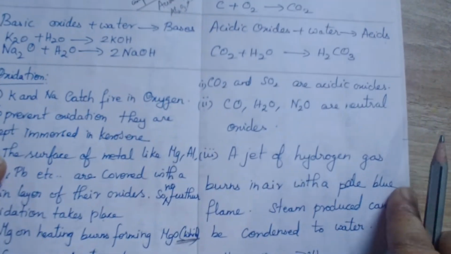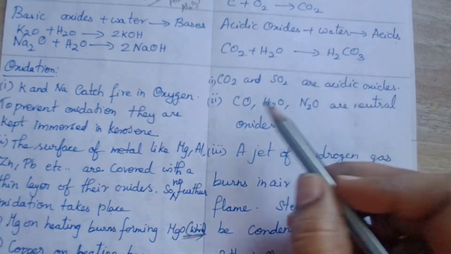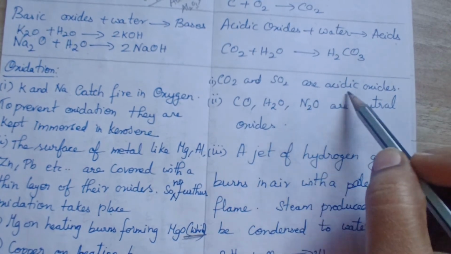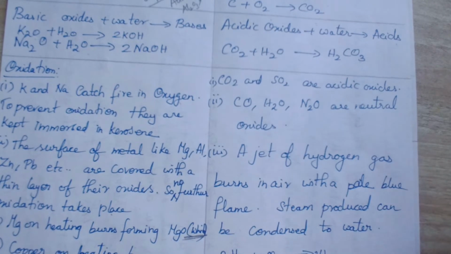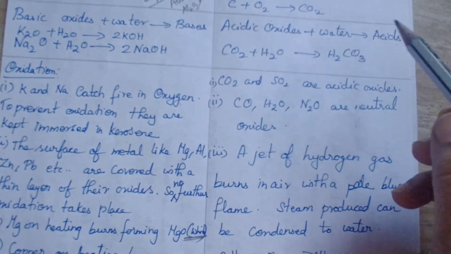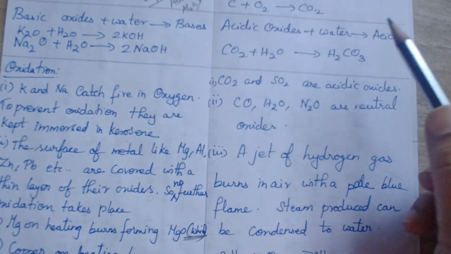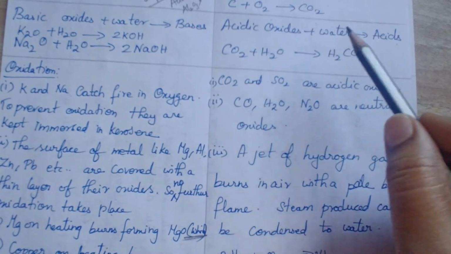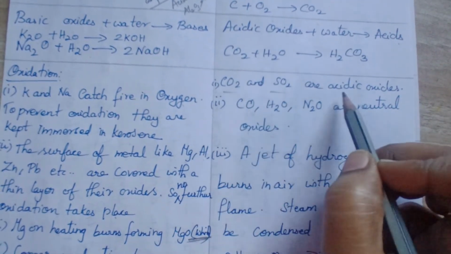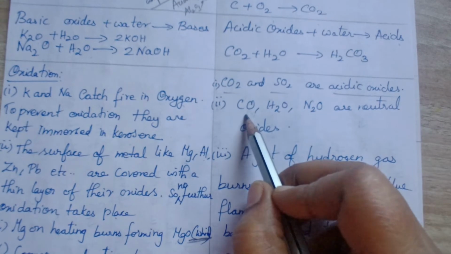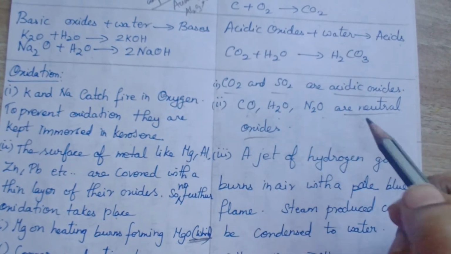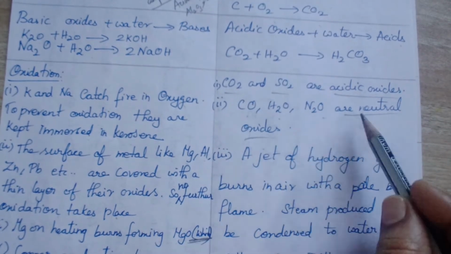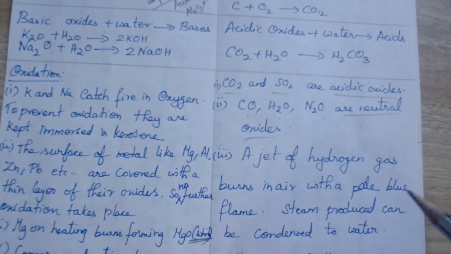Then what about the non-metals? Carbon dioxide and sulfur dioxide are acidic oxides. These are acidic in nature. We know that non-metals combine with oxygen to form acidic oxides as well as neutral oxides, right? So these two are acidic oxides, and carbon monoxide, water and nitrous oxide are neutral oxides.